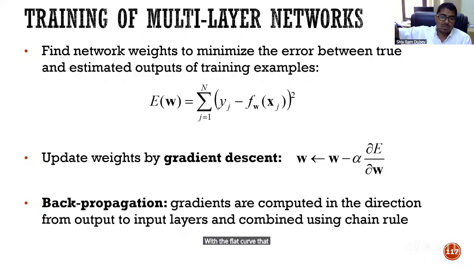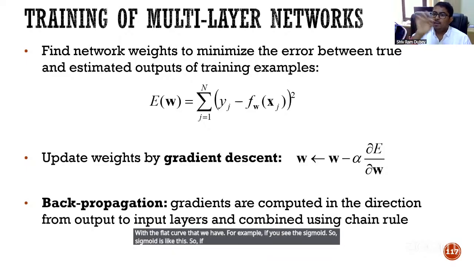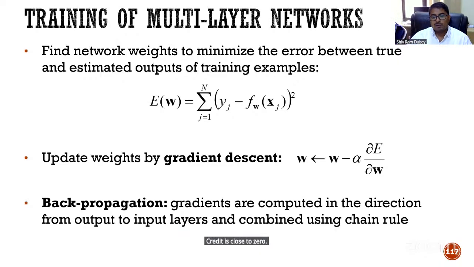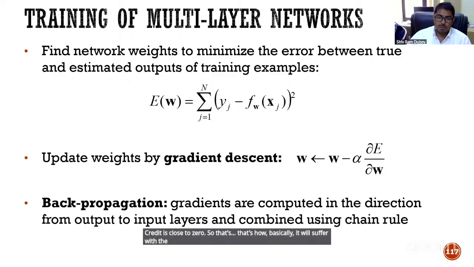For example, if you see the sigmoid, so sigmoid is like this. If you are having 10, this is a flat area where the gradient is close to zero. Or minus 10, gradient is close to zero. So that's how it will suffer from the vanishing gradient problem.